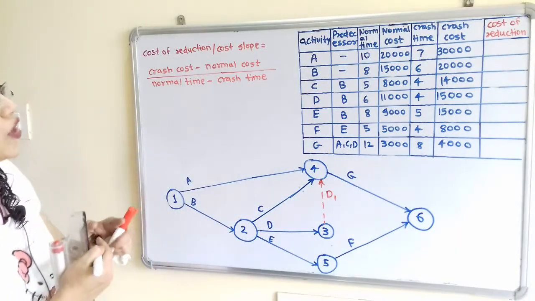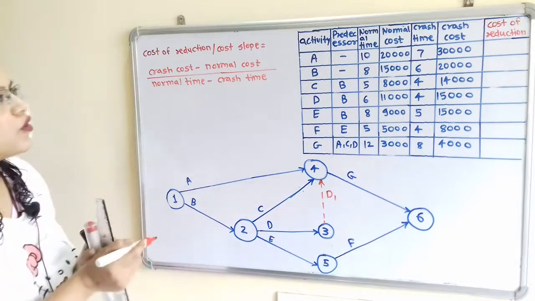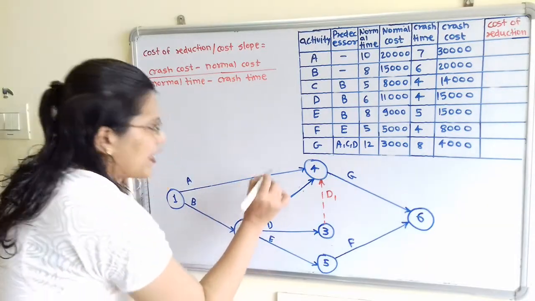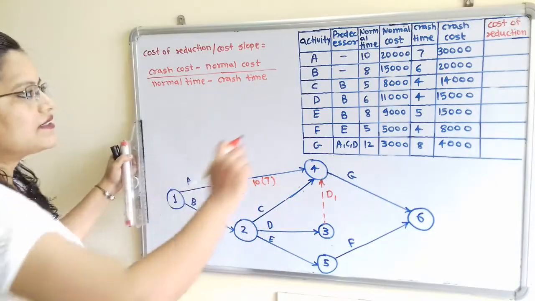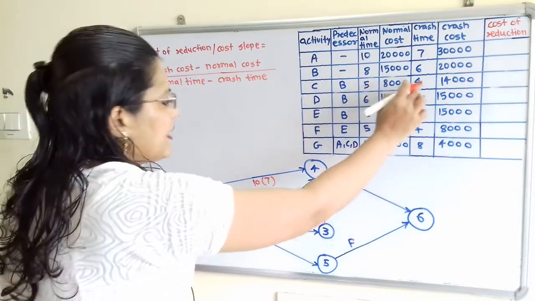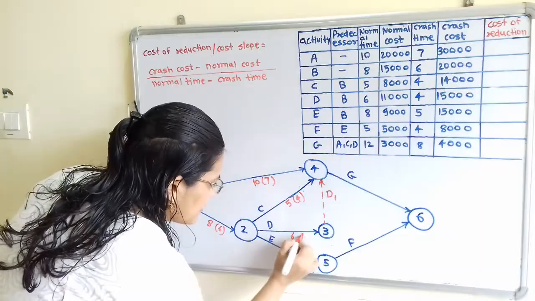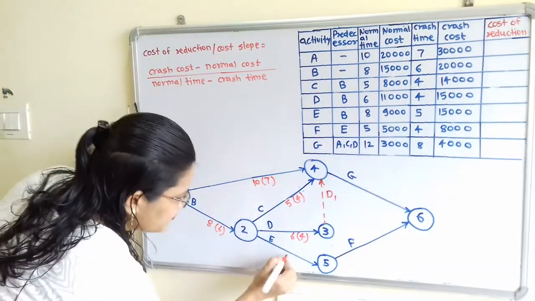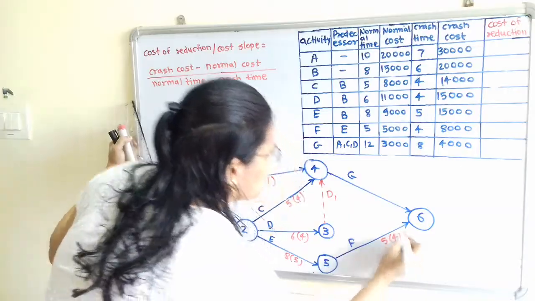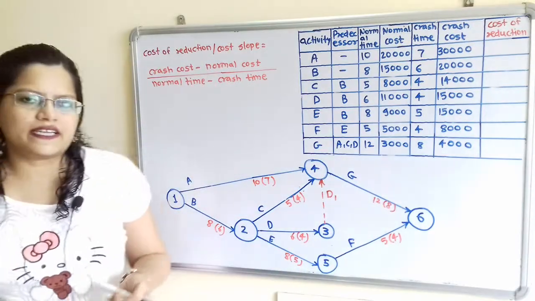Now we have to show the normal time as well as crash time for each activity in the diagram. So how to show? So normal time is 10 and crash time is 7 for activity A. So we will show 10 and we will show crash time in the bracket. In the same way for B, 8 and 6. For C, 5 and 4. D, 6 and 4. Then E, 8, 5. Then F, 5, 4. And G, 12, 8. So this diagram is getting completed.